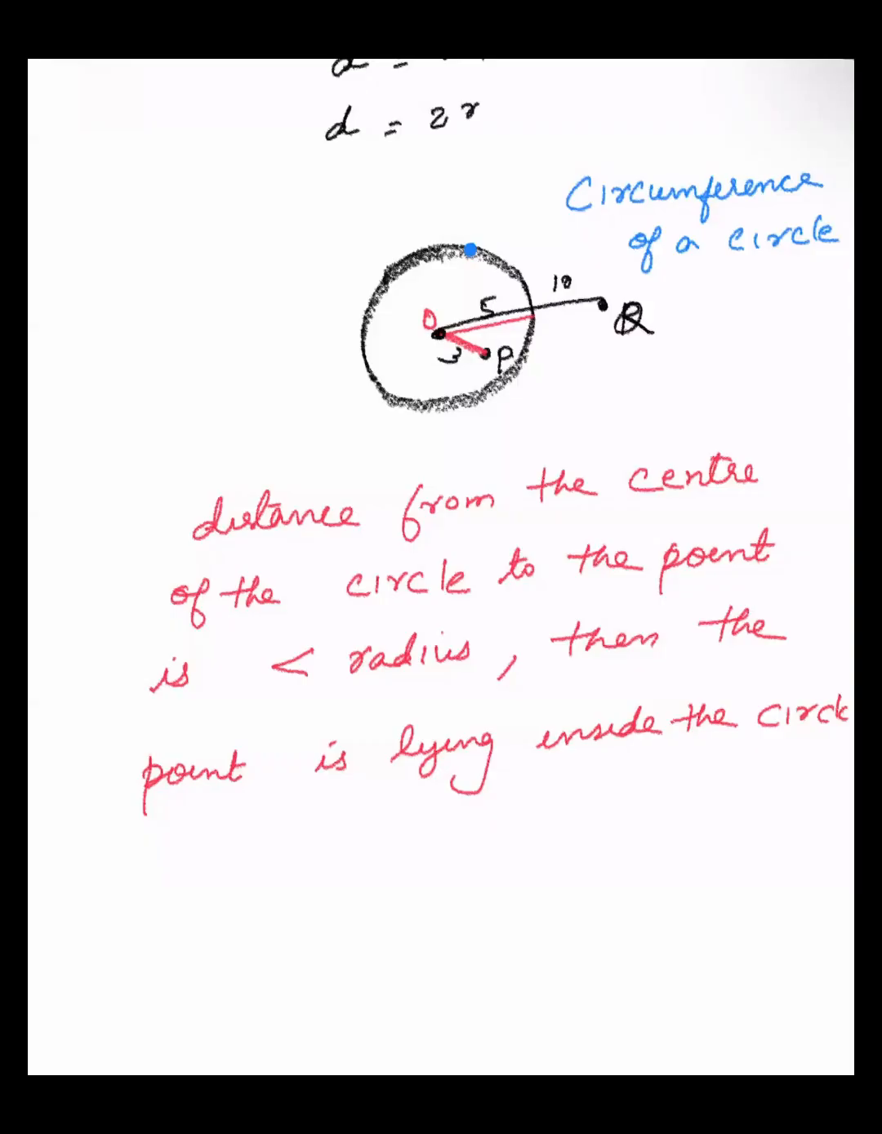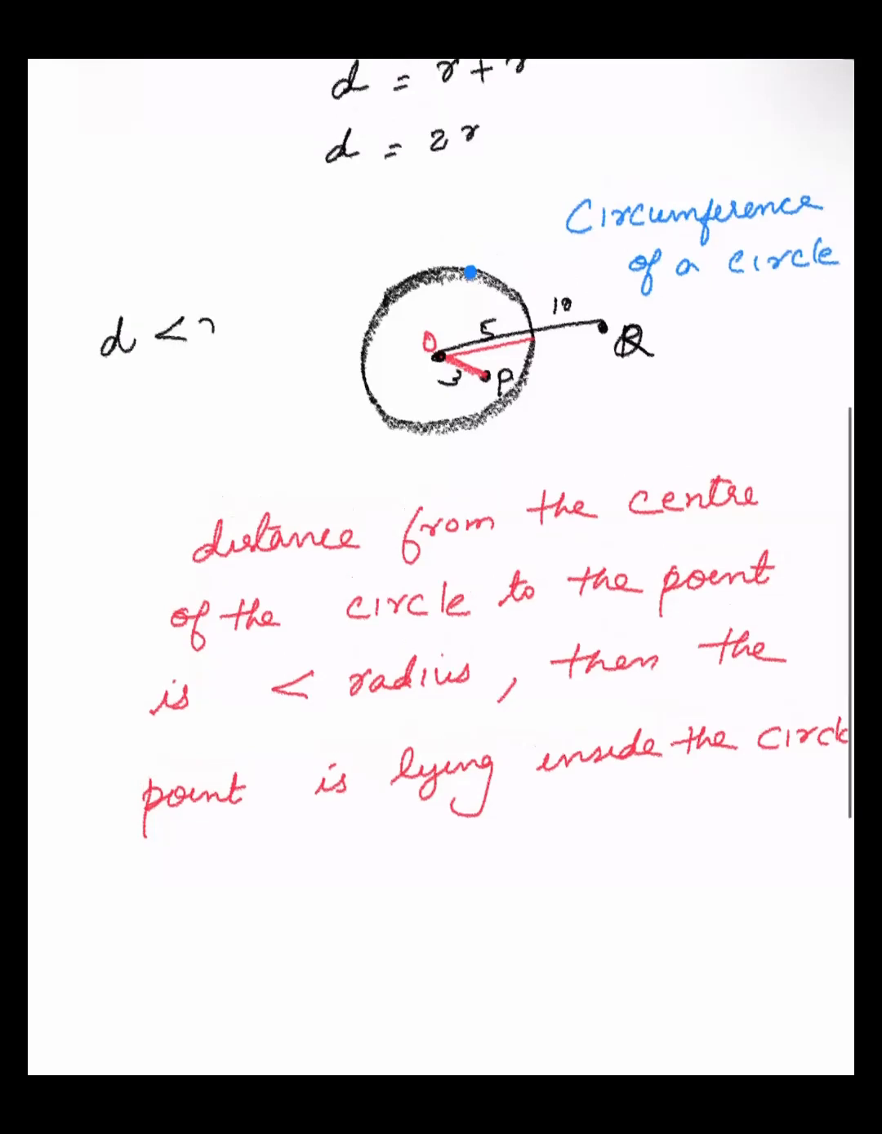Okay, so here, I'm writing the distance as D, distance from the center of the circle to the point. If the distance is lesser than the radius, then the point is lying inside the circle. If the distance is greater than the radius, then the point is lying outside the circle.